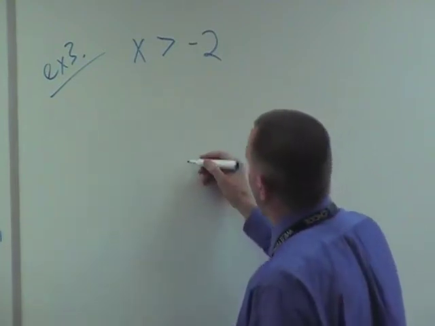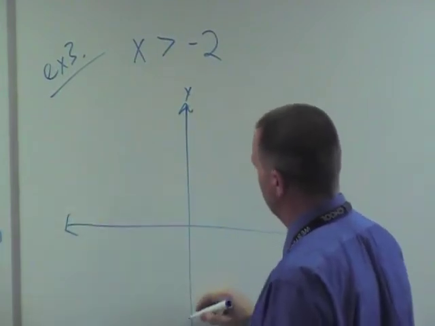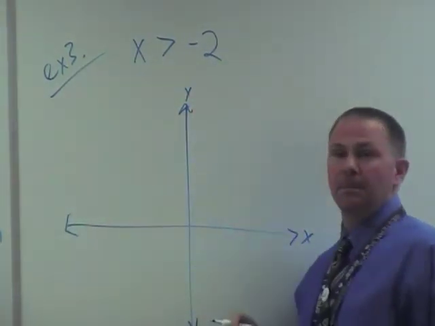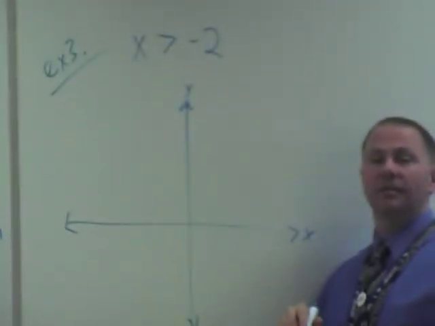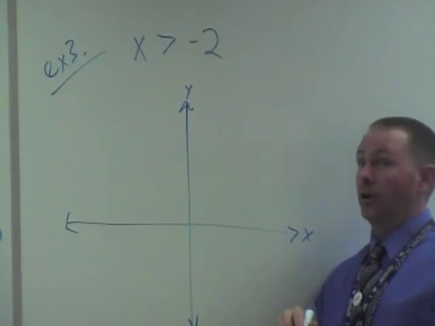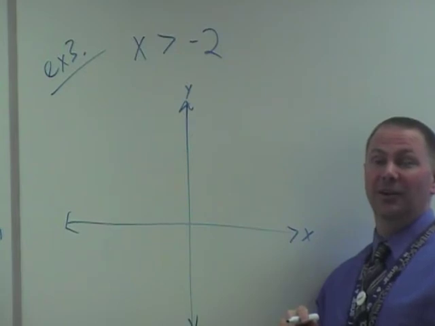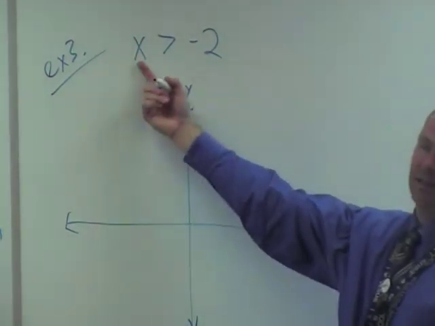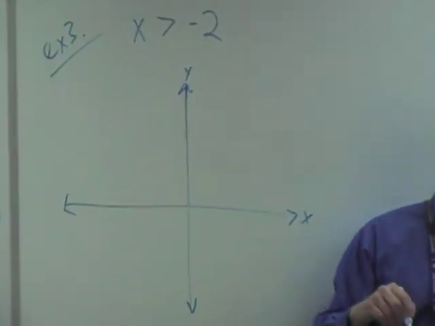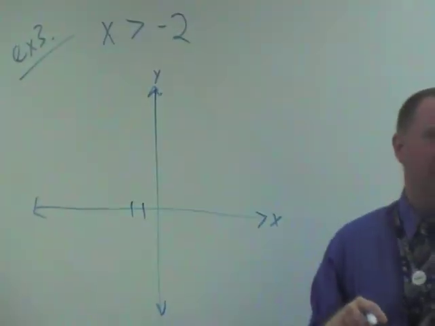What's this a graph of? A vertical line. A vertical line going through the x-axis at -2. Is it a solid line or a dotted line? Dotted.